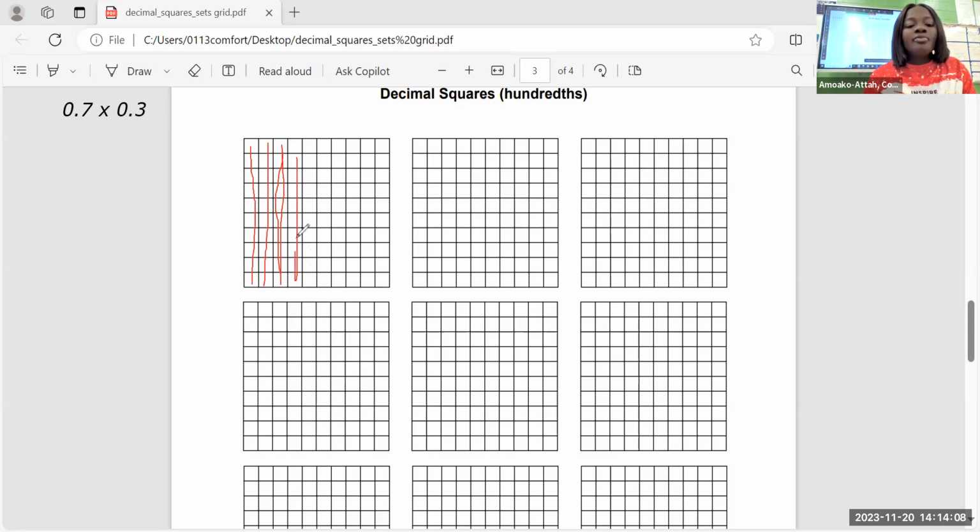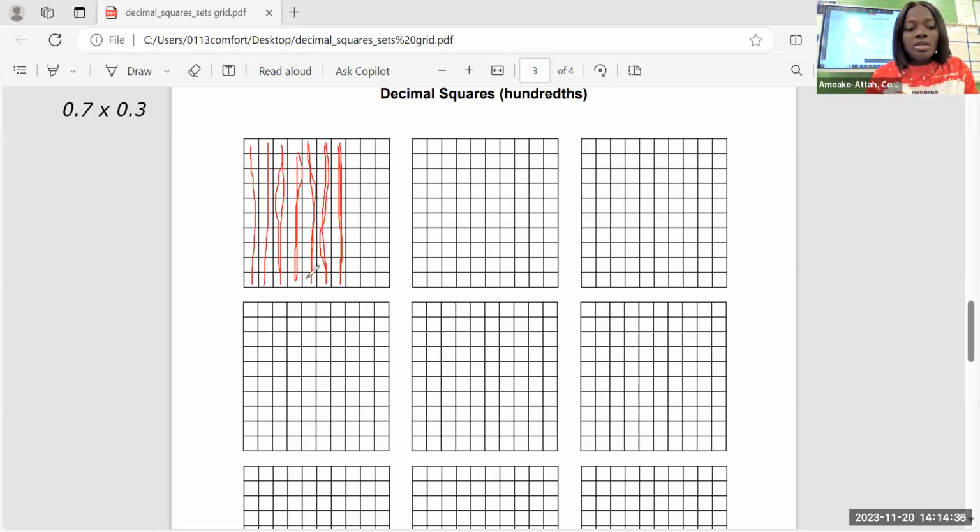4, 5, 6, and 7. So these are 7 tenths, right? Good. Then times 3 tenths, I also shade it horizontally. So let's pick a different color. All right, there you go.